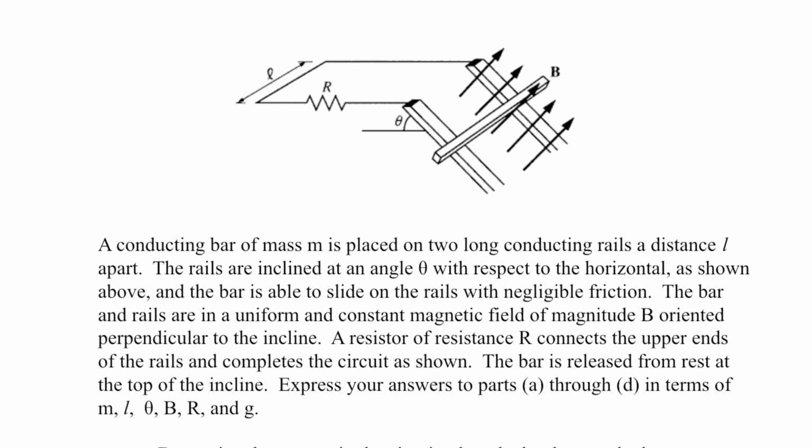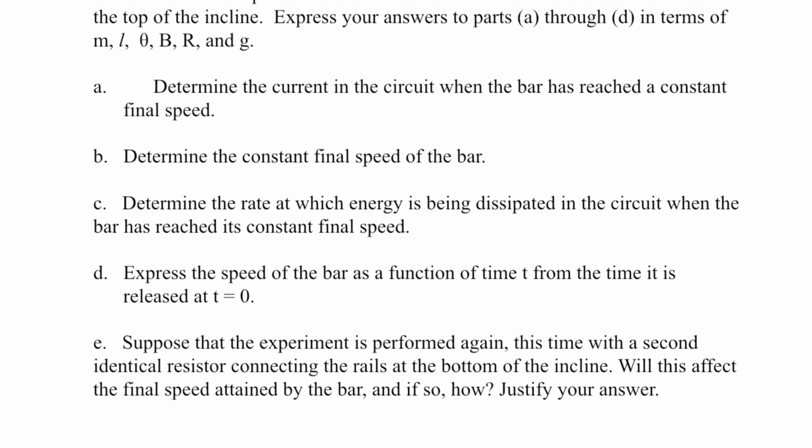Welcome back. We have a new physics problem for our contestant. It is about a conducting bar that slides down two rails with a constant magnetic field running through it. Our 5 questions are shown, so let's get started.